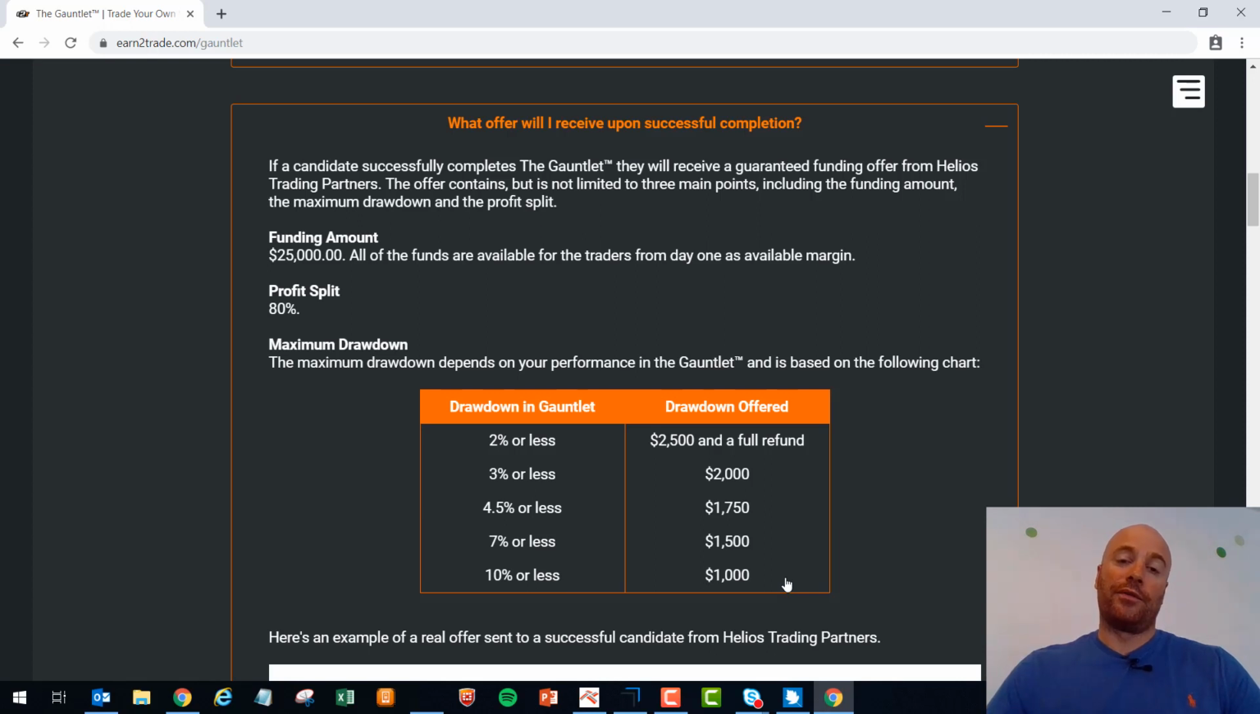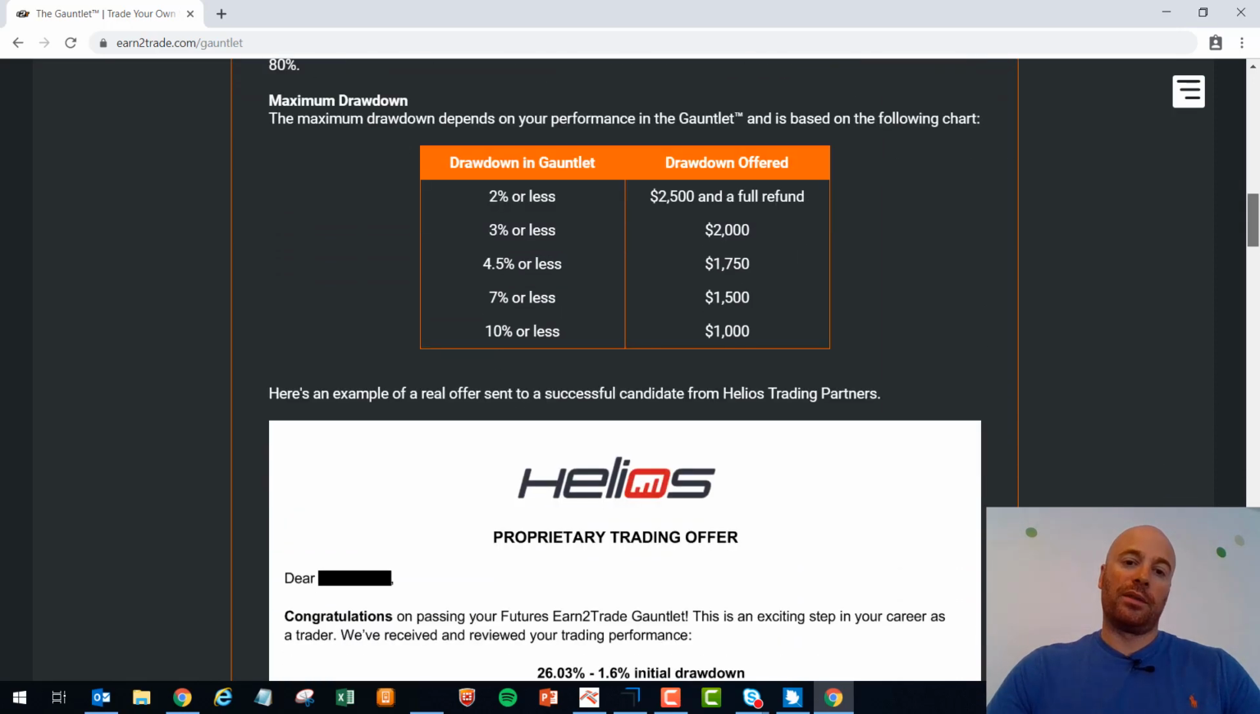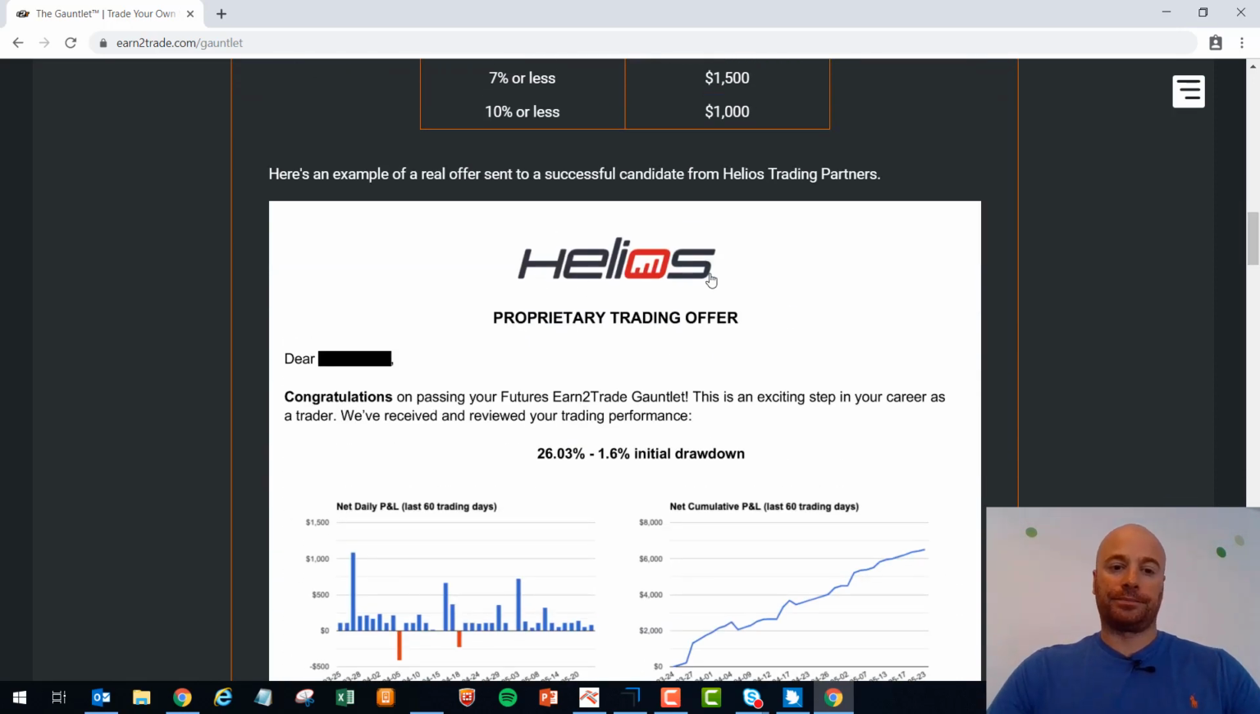And like I said before, if you want to trade with a certain platform, then you are also liable for the subscription fees for that trading platform as well. So if you only have $1,000 drawdown and you consider how much fees you're going to be paying every month, that's going to eat into this drawdown pretty fast. On the positive side, the profit split is 80%. That's excellent. That's up there with the leading programs.